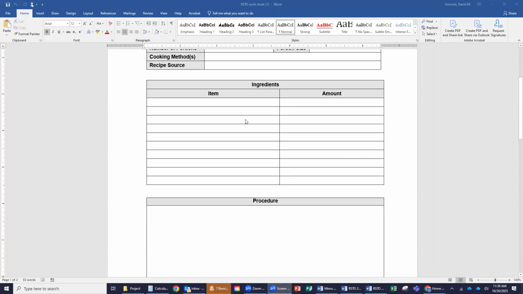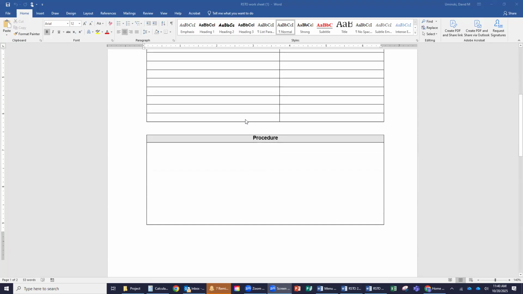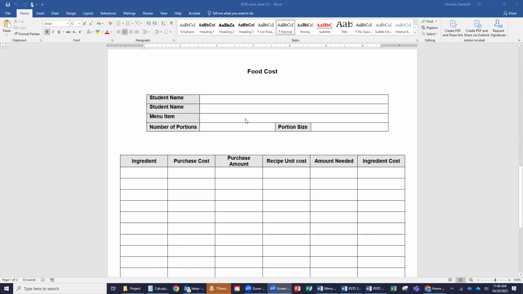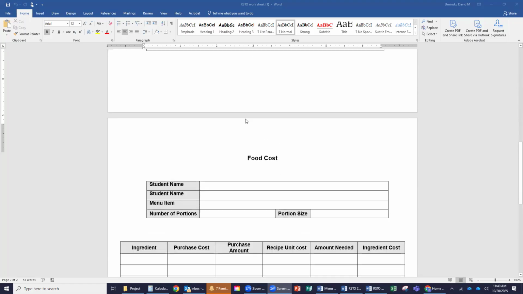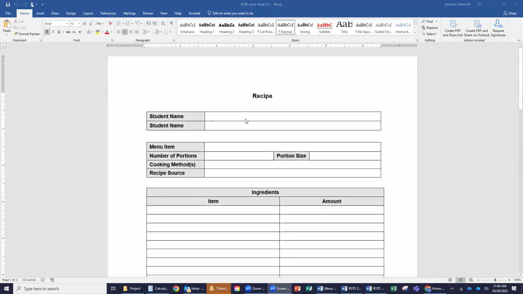Now, all of this is in the project module in Canvas. Okay, so each one of your recipes is going to have a recipe page, cost out. Okay. So that's where you're going to find the documentation to keep track. Now, this all does need to be typed for the final project. Okay.